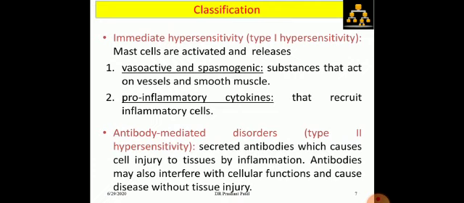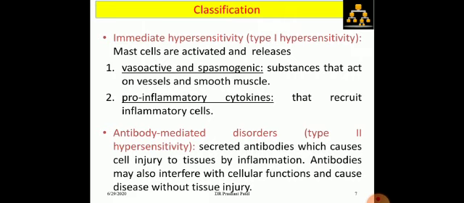Type 1 hypersensitivity reaction is also known as immediate hypersensitivity reaction. Here mast cells are activated and release various vasoactive and spasmogenic substances which act on vessels and smooth muscle cells. It also secretes various pro-inflammatory cytokines that recruit inflammatory cells at the site of the immune reaction. The second type is antibody mediated hypersensitivity reaction.